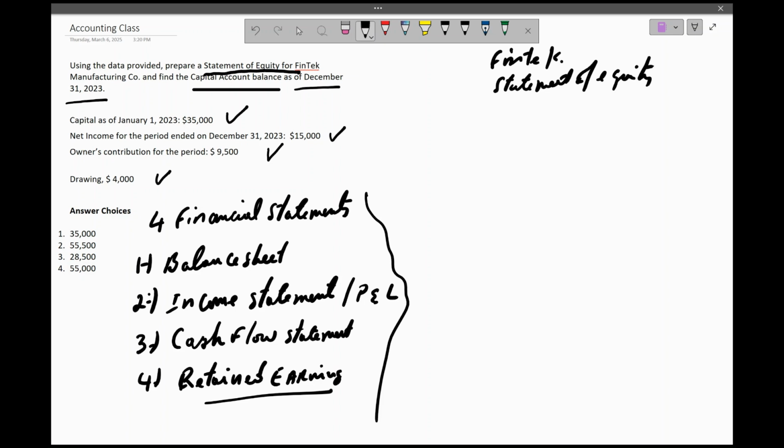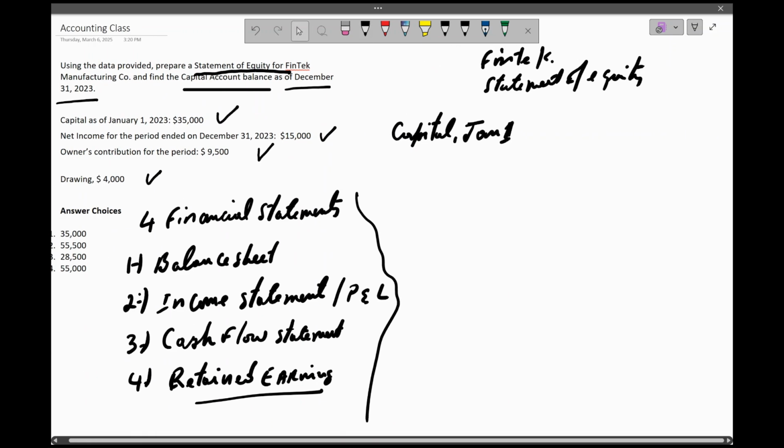You have a couple of main elements. To prepare a statement of equity, you start with the capital balance at the beginning of the period, capital for January 1st. January 1st, the capital balance was 35,000.